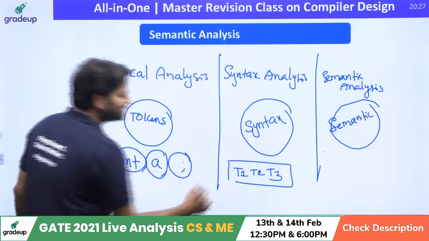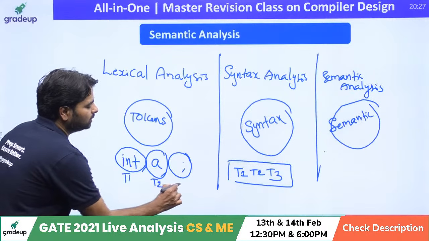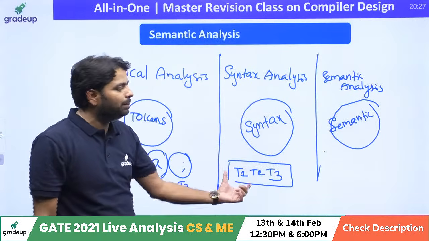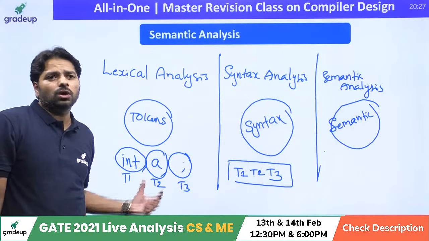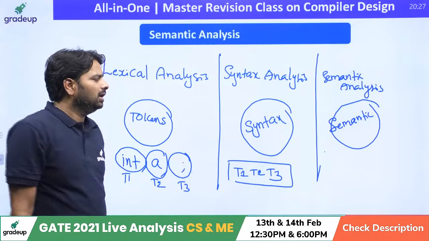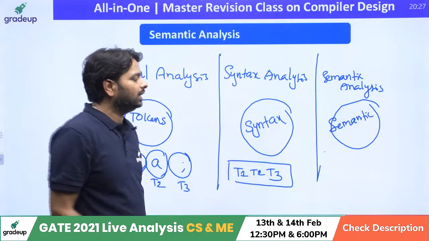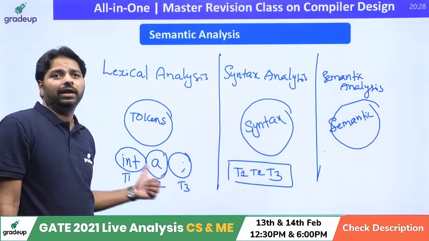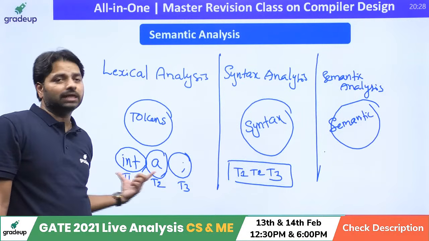It's just like a string now. This is a T1, this is a T2, this is a T3. And semantic analysis is going to understand, beyond the syntax, that A is of type integer. So it's going to make an entry into the symbol table. If semantic analysis runs on this syntax, then it knows that in the symbol table, A should get the integer type. So it's going to make an entry into the symbol table when it looks at this declaration.